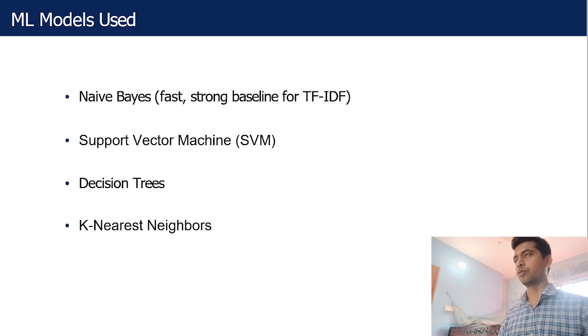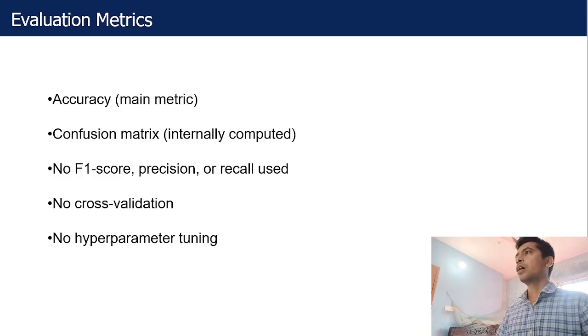Now let's move on to the next slide. In their paper, they have taken accuracy as the main evaluation metric. The confusion matrix was internally computed. They haven't used any F1 score, precision, or recall. They also didn't use cross validation and no hyperparameter tuning.